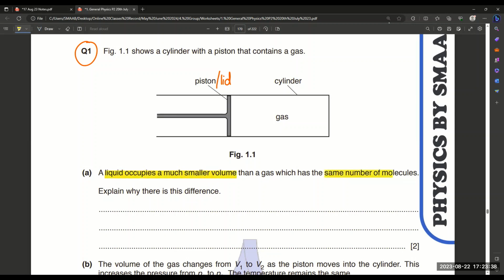So the reason a liquid occupies a much smaller volume than a gas for the same number of molecules is because in a gas, the forces of attraction are much weaker compared to liquids, and so gases are able to move freely, while liquids are just able to slide over each other, which is why gases are able to occupy much more volume.